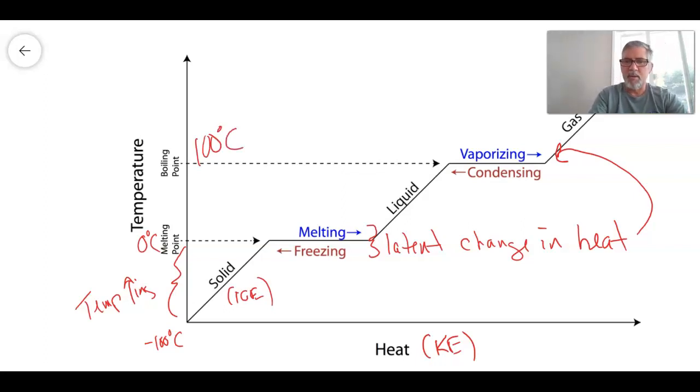If I was going back the other way, taking kinetic energy out, it'd be the same thing. If this was 200 degrees Celsius up here, and I was taking energy out, it would be cooling until it got to the phase change. Then I would get latent changes in heat. We're going to talk about these again later when we get into thermochemistry, but I just wanted to introduce you to this graph.